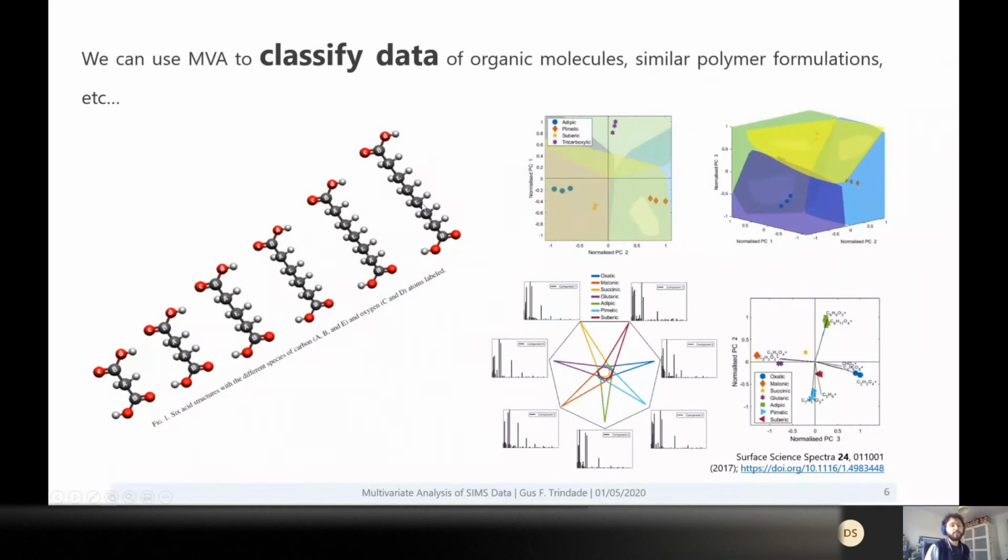So, a few examples of what we can do with MVA. We can use it to classify data, for example. When you have several spectra of samples that may be similar or not, and you want to differentiate them using the full range of your data, you can use it. For example, here we have 6 kinds of dicarboxylic acids, and we can use MVA to get the signature in the SIMS data and then separate them. Then if you measure a mixture of these acids or one unknown acid, you can use this MVA model to know which acid it is based on your classification model.